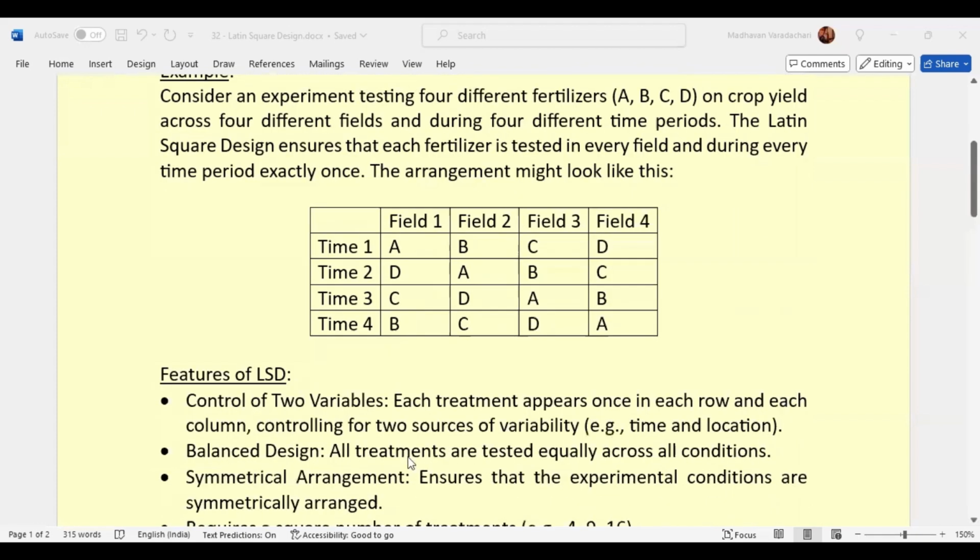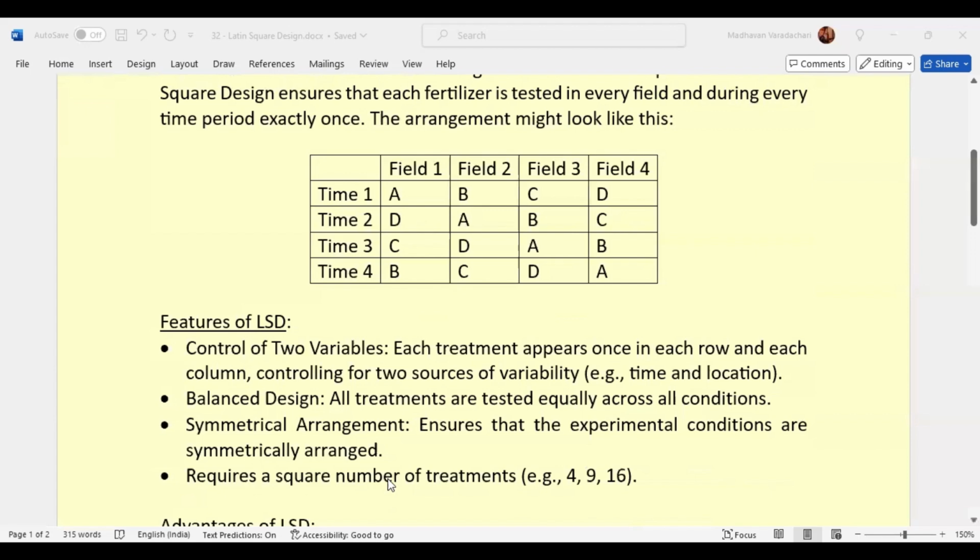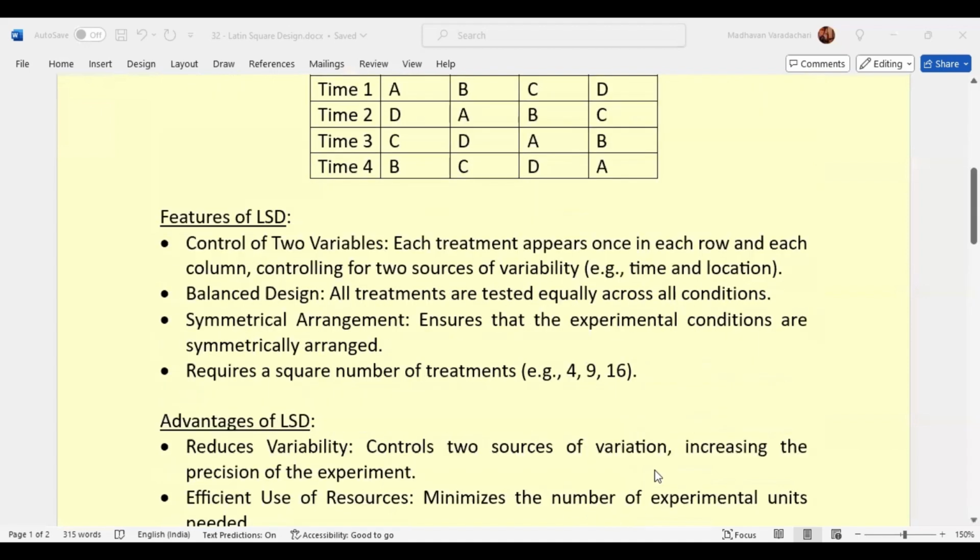Features of LSD: control of two variables. Each treatment appears once in each row and each column, controlling for two sources of variability, that is, time and location. Balanced design. All treatments are tested equally across all conditions. Symmetrical arrangement ensures that the experimental conditions are symmetrically arranged. Requires a square number of treatments like 4, 9, 16, like that.